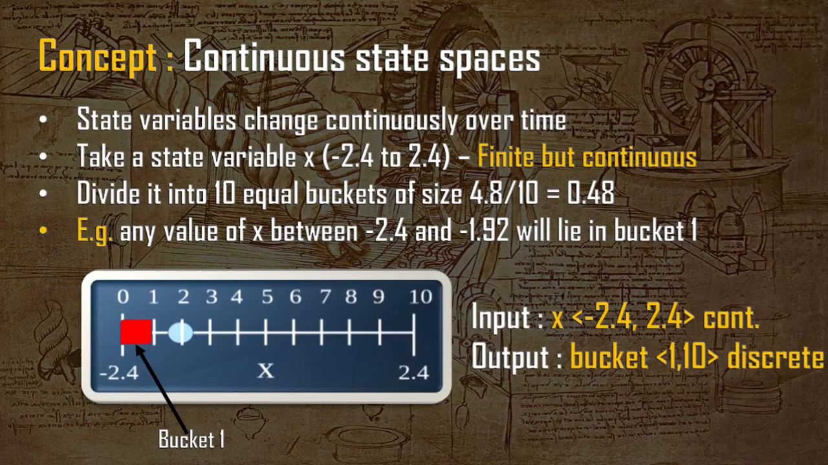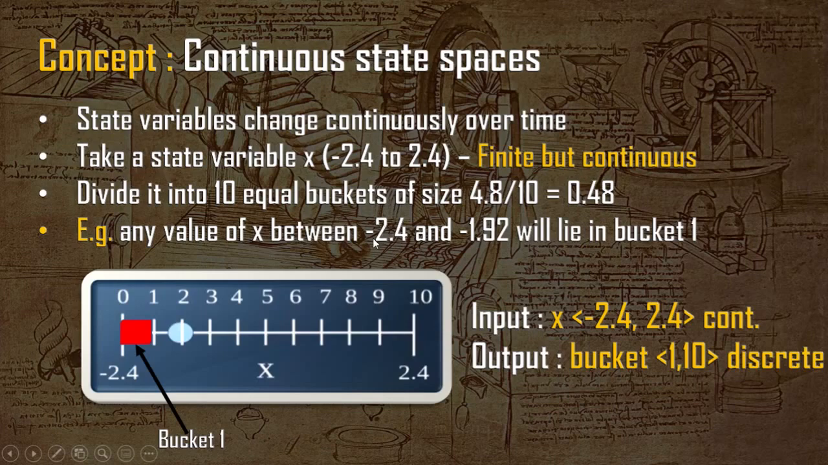So I asked you all what problem we could have with the state spaces. One problem which is not very obvious when we view it for the first time is that the state spaces are continuous, right? So it can move from -2.4 to 2.4 and there are infinite values in between, right? And that's a huge problem because at every time step, how are we going to define these infinite values? So the state variables are changing continuously over time, and this is a problem for which we have several advanced reinforcement learning algorithms as well.